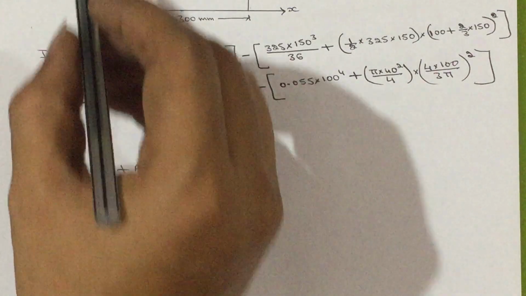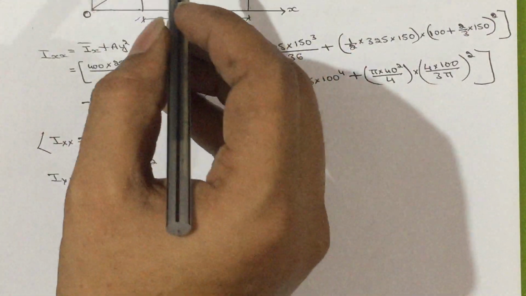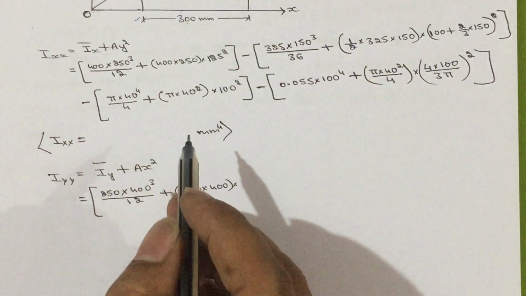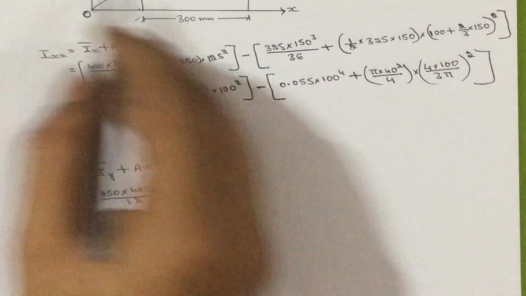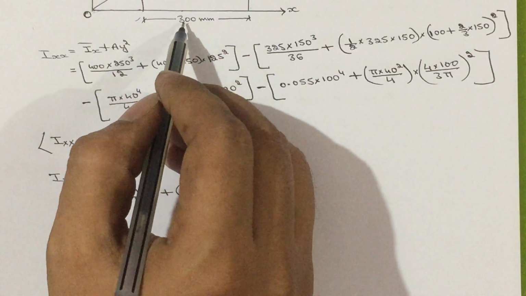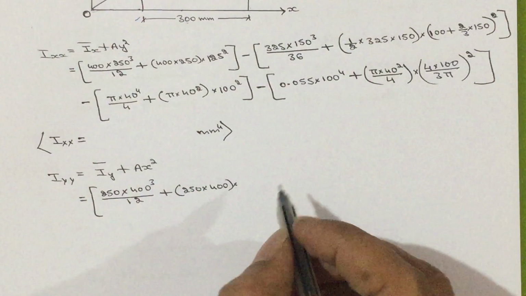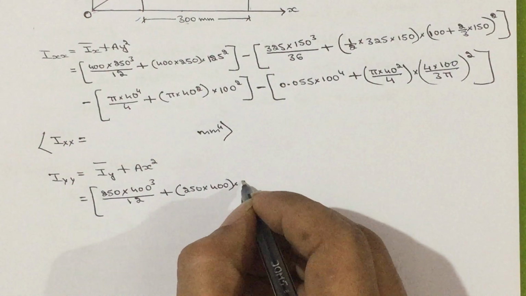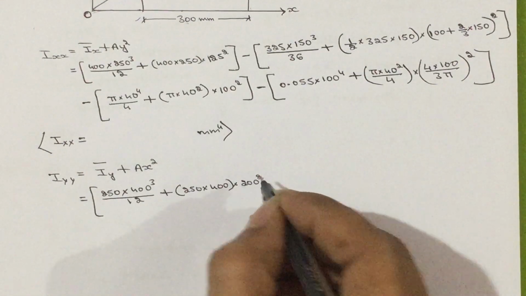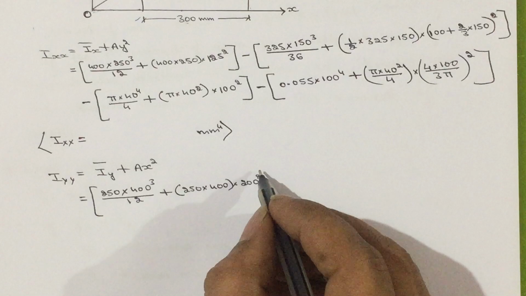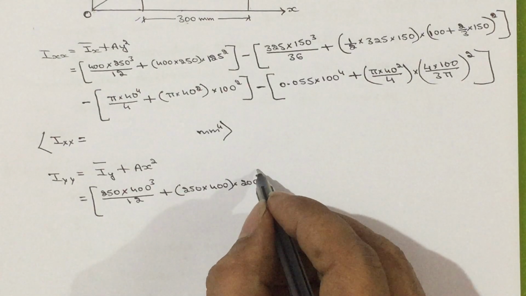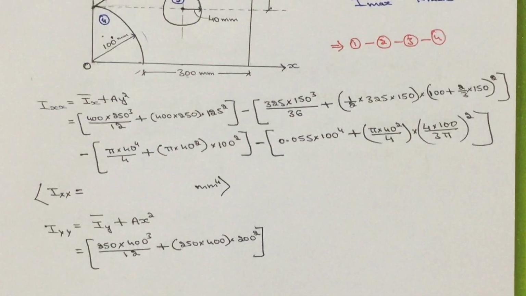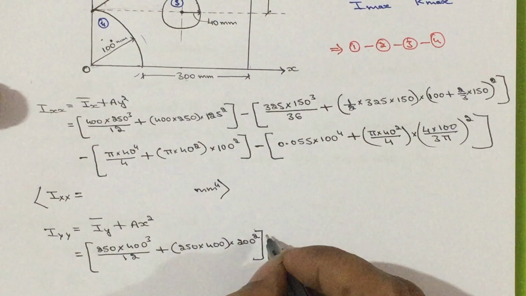We need the x distance. Nothing but we need to calculate the distance of the centroid of the individual figure from the y reference axis. The centroidal distance of a rectangle is given by b by 2 in the x direction. In the x direction, the total distance is 300 plus 100, that is 400. So, the centroidal distance will be 400 by 2, that will be 200, whole square. Since you know the centroidal concept already, you are going to understand it properly. Then 1 is over, then minus.